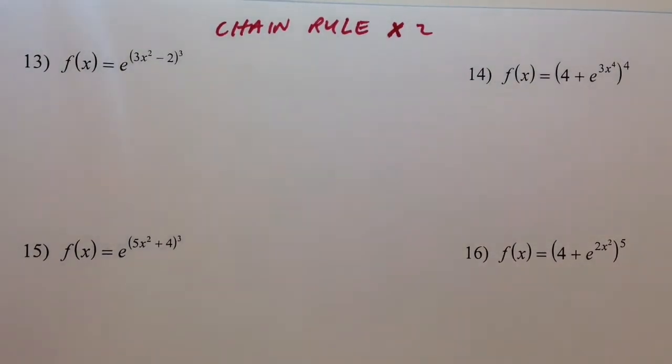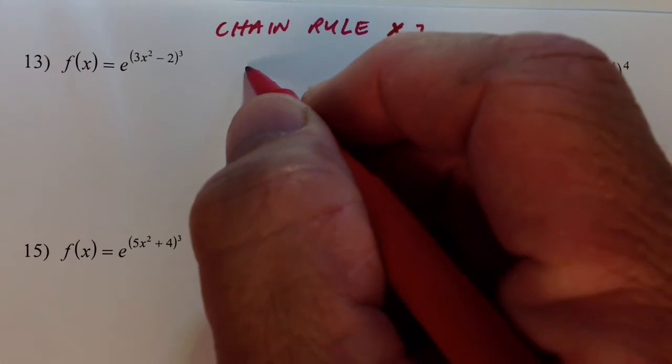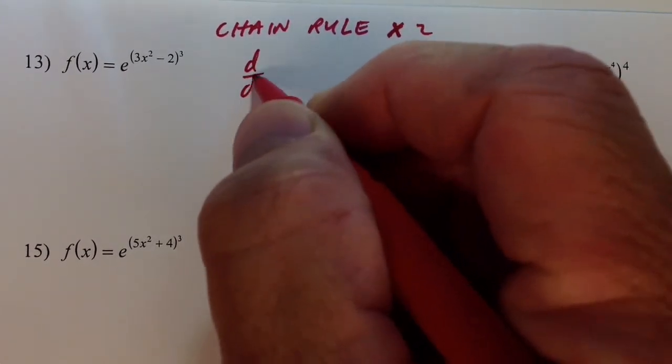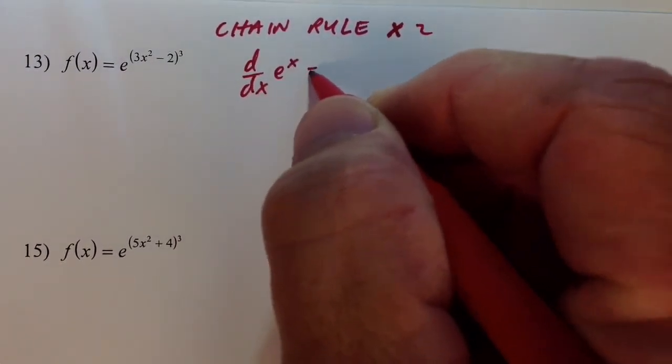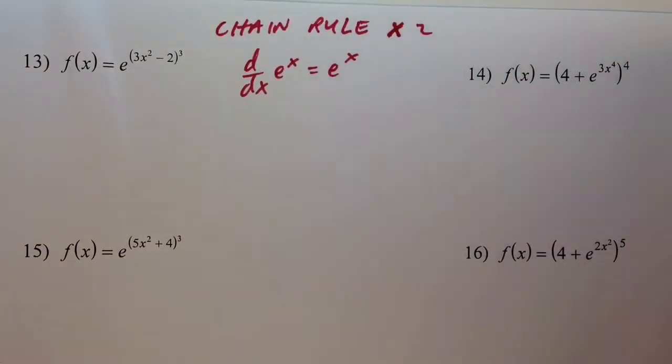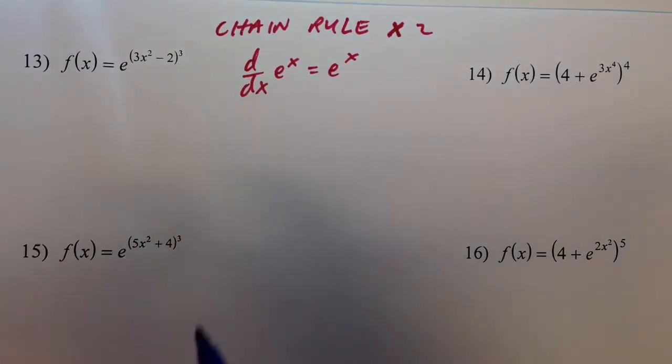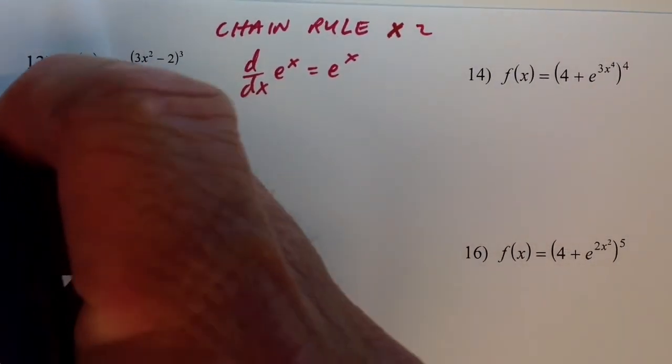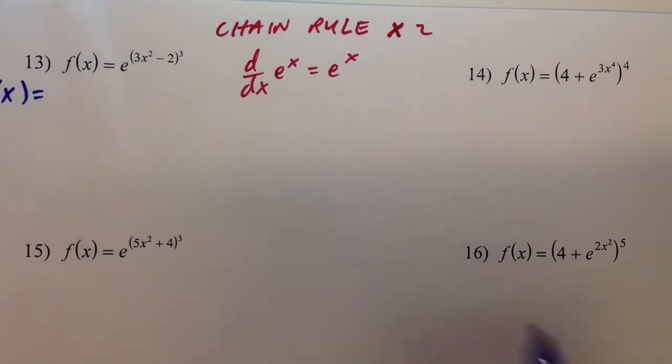I also want to remind you that the derivative of e to the x is equal to e to the x. It's the only function whose derivative is the same as the original function. That's kind of cool. And so let's go ahead and get started here. F prime of x. I'm going to do number 13 and I'll do a couple of these and then I'll let you do the rest.